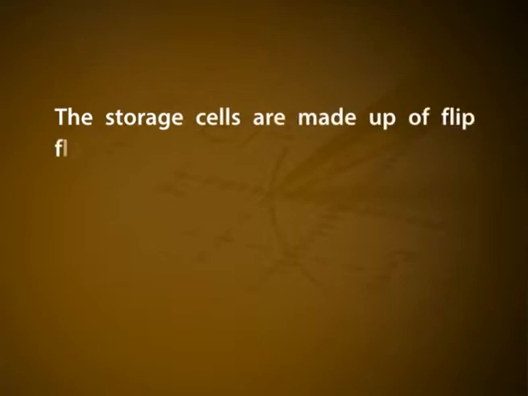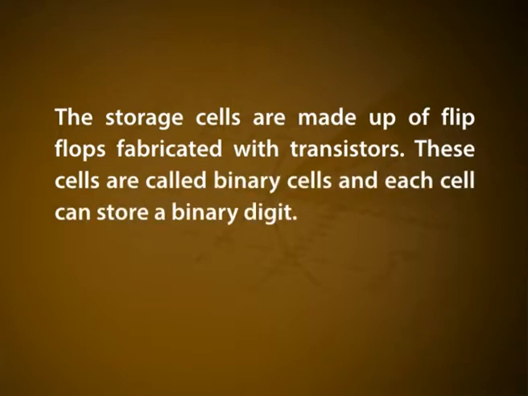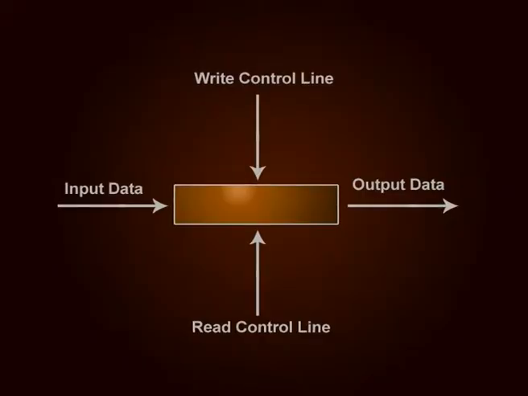Each location can hold either a data item or an instruction, and its address remains the same regardless of its contents. The storage cells are made up of flip-flops fabricated with transistors. These cells are called binary cells and each cell can store a binary digit. The following figure illustrates a storage cell.